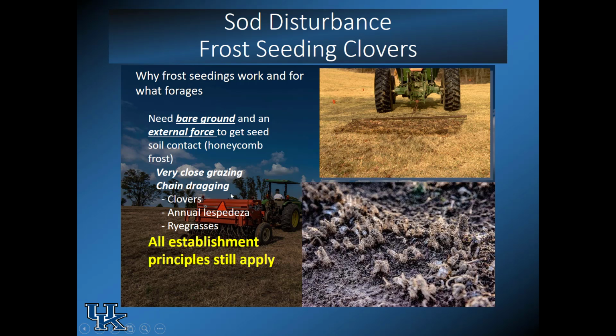The forages that this type of seeding method will work for are in particular clovers and annual lespedeza, but the ryegrasses can work too, in that they have such exceptional seedling vigor that they can oftentimes establish if you're able to get them onto a bare soil situation like this. And it's important to realize that even when we have these species that seem to need very minimal work in order for them to come, all of our establishment principles, all the basics that are in these last two lectures, still apply.